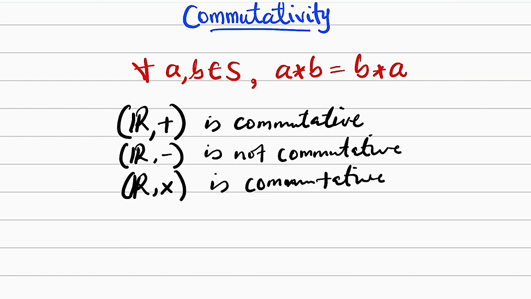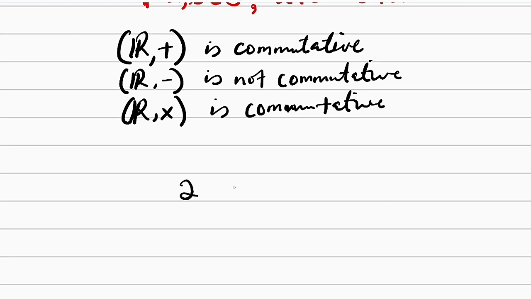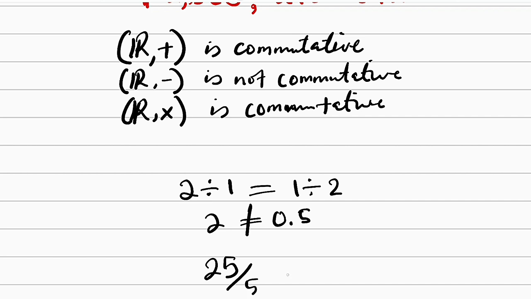What about division? Division is not commutative, but you can find out. Is 2 divided by 1 the same thing as 1 divided by 2? This is 2, but this is 0.5. You can see they are not the same. And this is true for all numbers. 25 divided by 5 is not equal to 5 divided by 25. And therefore, under the set of real numbers, division is not commutative.